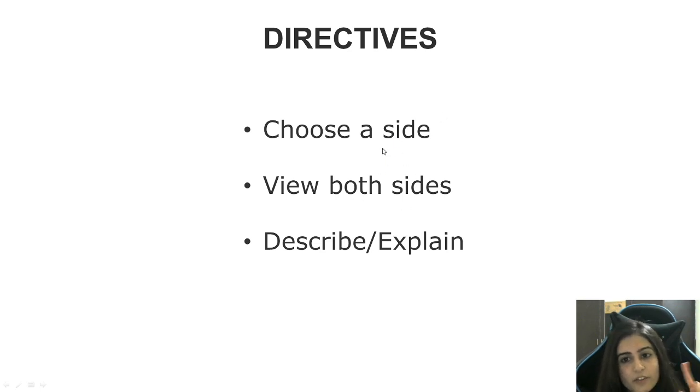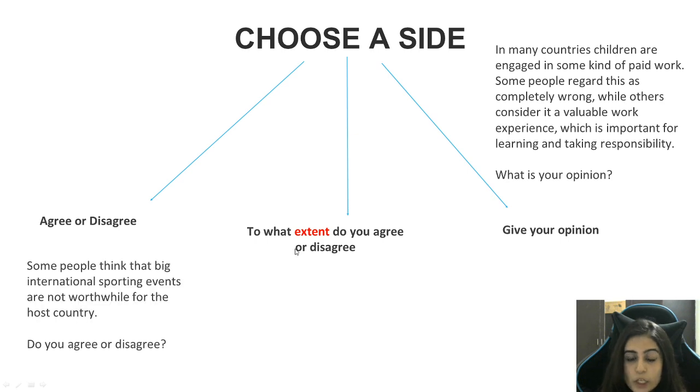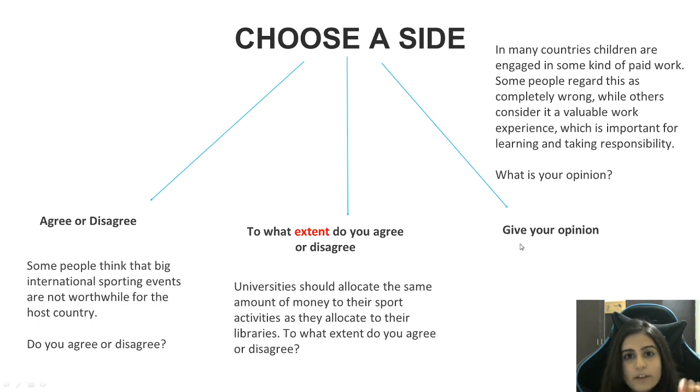There are three directives: choose a side, view both sides, describe and explain. And each of them has subtypes. We have already dealt with these three. Choose a side has the first subtype, which is agree or disagree. The second one is to what extent do you agree or disagree. The third one is give your opinion. For those watching us for the very first time, all these three subtypes have already been discussed in the previous live sessions. Don't worry, those are in our playlist and all of them are saved, so you can go back and have a look at each one of them after the session.